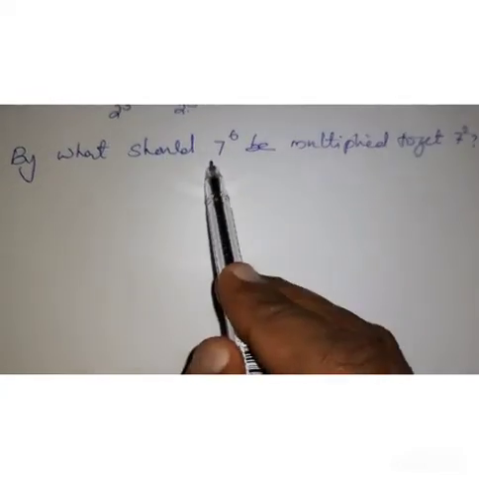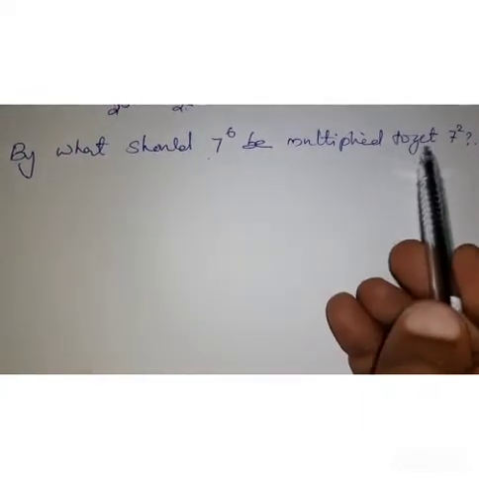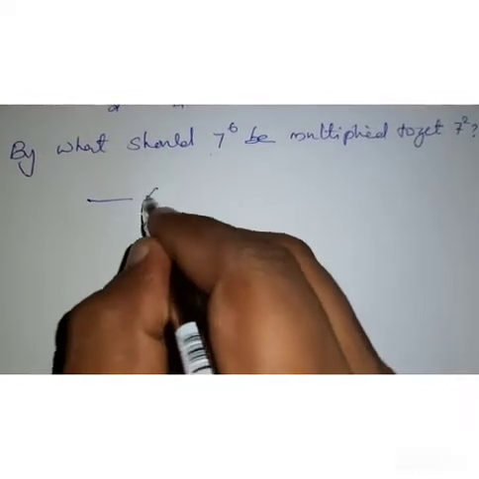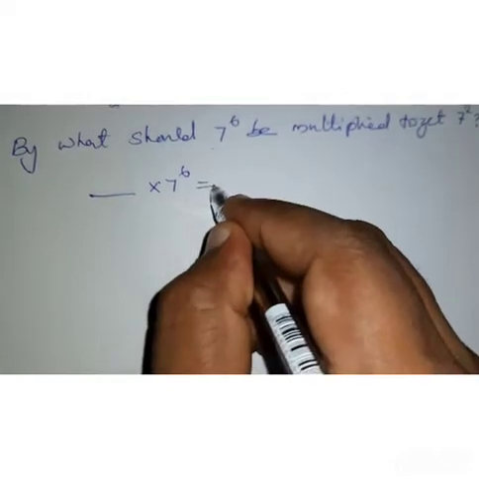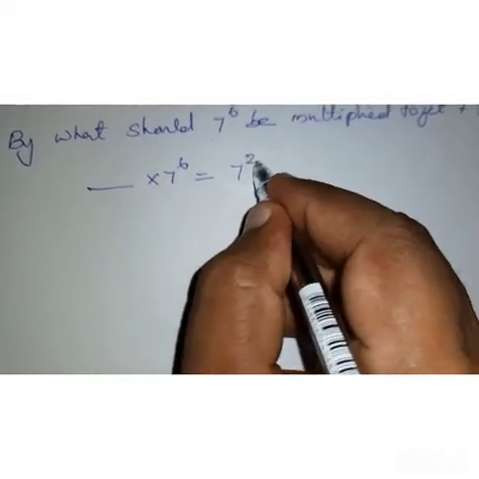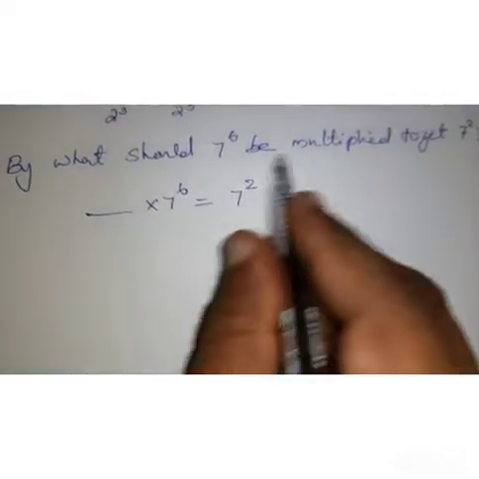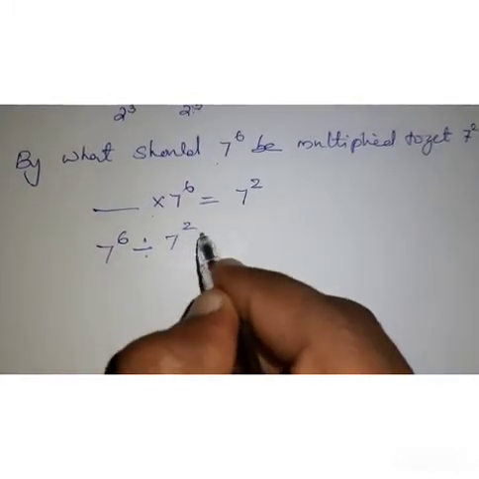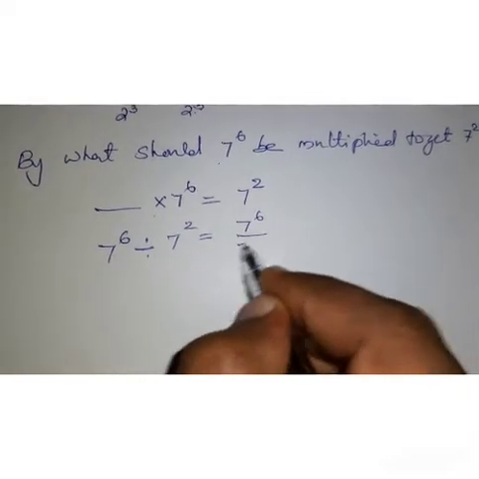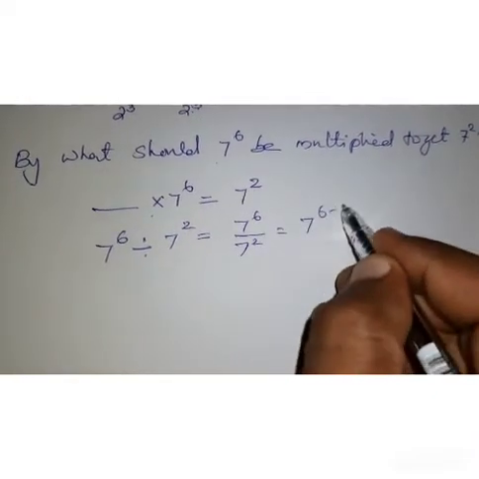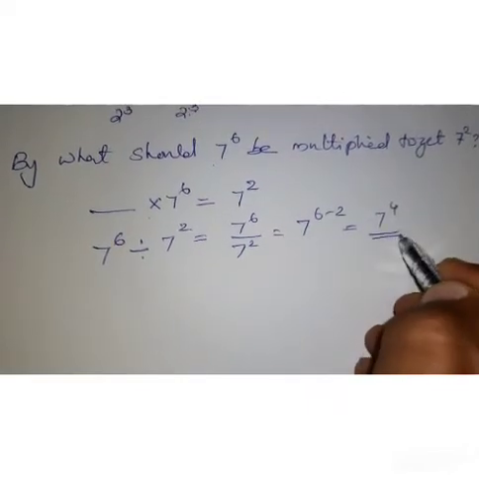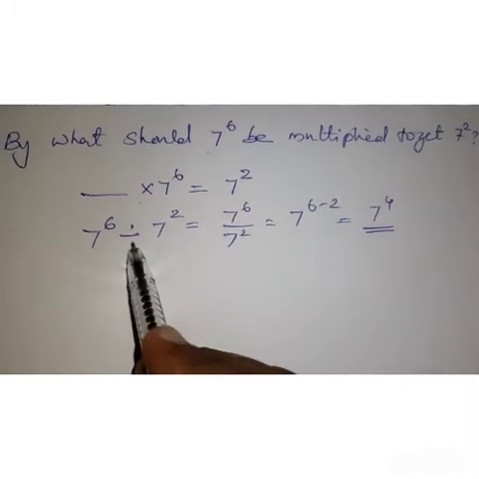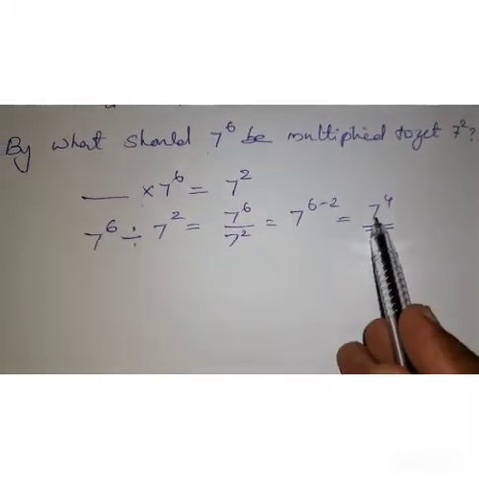By what should 7 raised to 6 be multiplied to get 7 raised to 2? Instead of multiplication, we can do the division there. So 7 raised to 6 divided by 7 raised to 2, how much? 7 raised to 6 minus 2. We will get 7 raised to 4. So 7 raised to 6 divided by 7 raised to 2 gives 7 raised to 4.